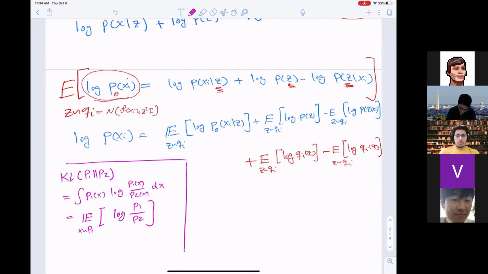And it is not hard to show that this KL is always non-negative. It is a simple use of Jensen's inequality. Okay, so now let's use this definition and see if we can further simplify these terms. If I look at these two terms, what do I get? I have the expectation over qi of log pz minus log qz. This is log of p1 minus log of p2. So here I basically get the negative KL between qi and p.